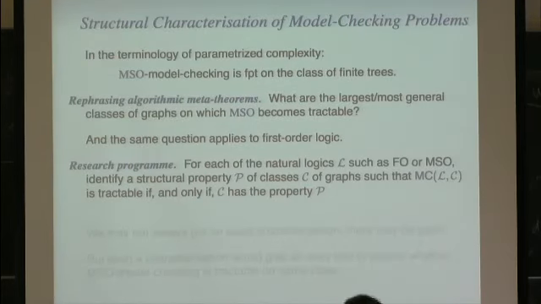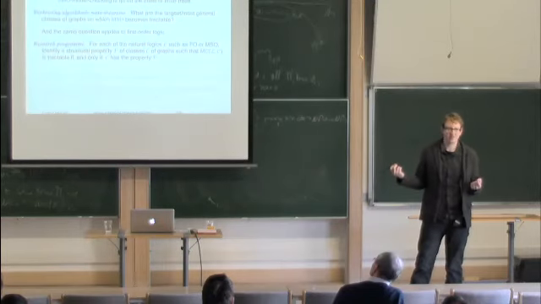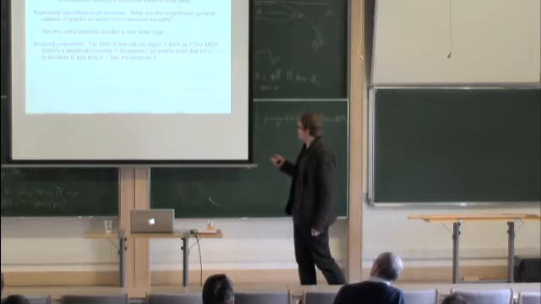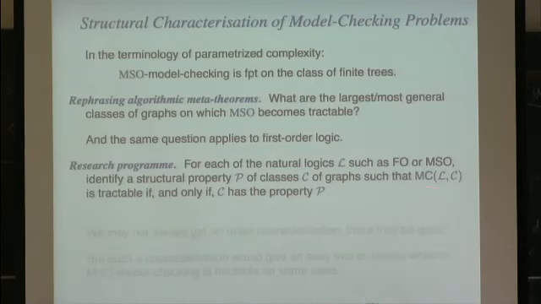All right, so now basically rephrasing it like this, you fix your logic like MSO, and then you want to study the class of graphs where the model checking problem becomes FPT. In fact, I'm interested in a little bit more. What I would like to understand really is, for any of the natural logics we work with all the time, like FO, MSO, and so on, what would be nice is to give a precise characterization of the class of graphs where the model checking problem is tractable. Right, so in an ideal world, I'd like to identify a structural property P of classes of graphs, so that the model checking problem for L is fixed parameter tractable on C if and only if this class has a property P. Right?